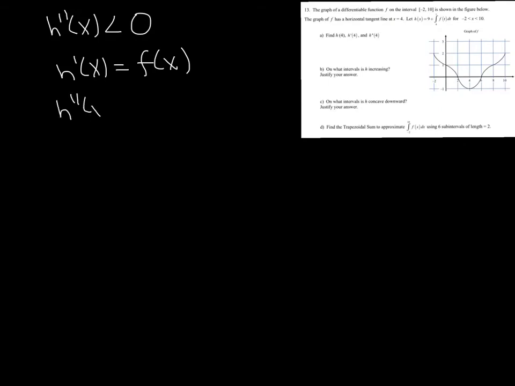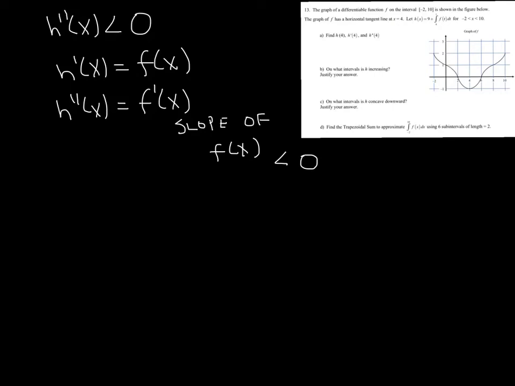All right, part C. On what intervals is h concave downward? Well, if it is concave downward, h double prime of x would have to be less than 0. So h prime of x, we said, was f of x. So h double prime of x is f prime of x, or the slope of f of x.